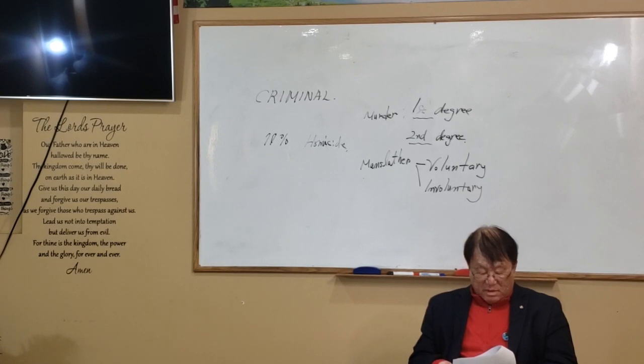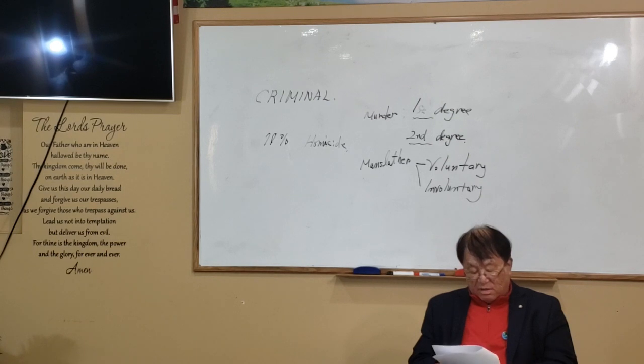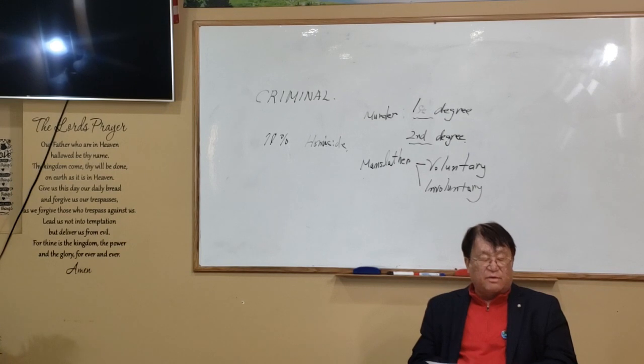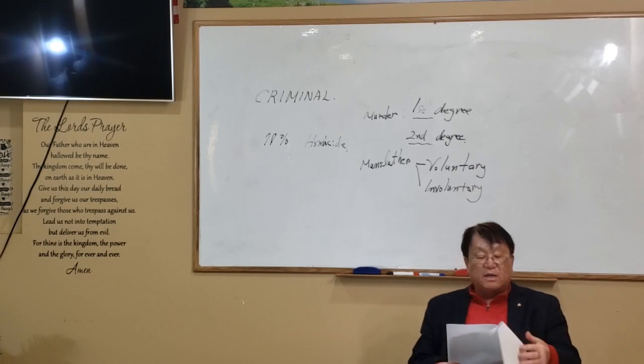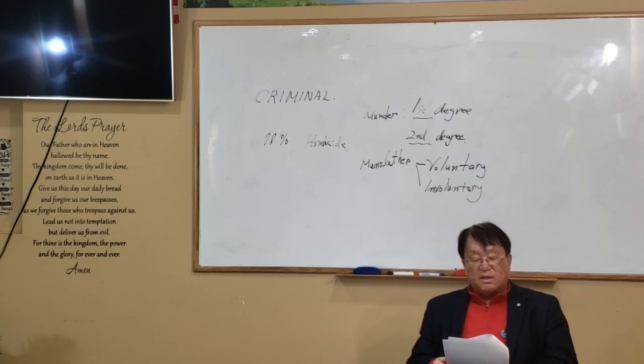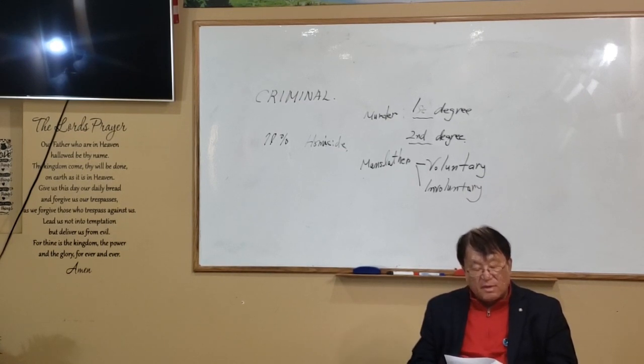Number 5, aiding or causing suicide. At common law, suicide is murder. Suicide meaning death by oneself. The modern view holds that suicide is not an offense. Thus, the aider cannot be guilty as a party. Some statutes, however, make aiding suicide a separate offense.